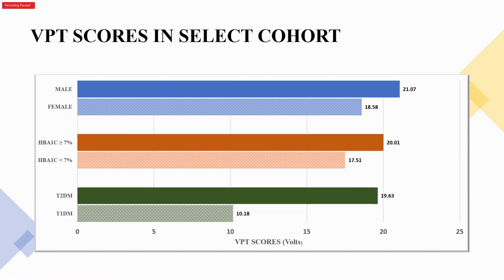Then we compared type 1 and type 2 DM patients, and we found that in type 2 DM patients, their VPT score was 19.63 compared to 10.18 in type 1 DM, and this was statistically significant.